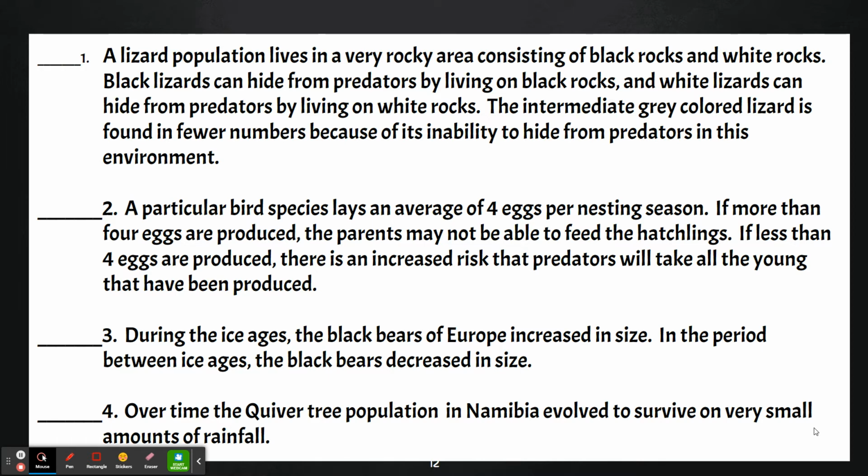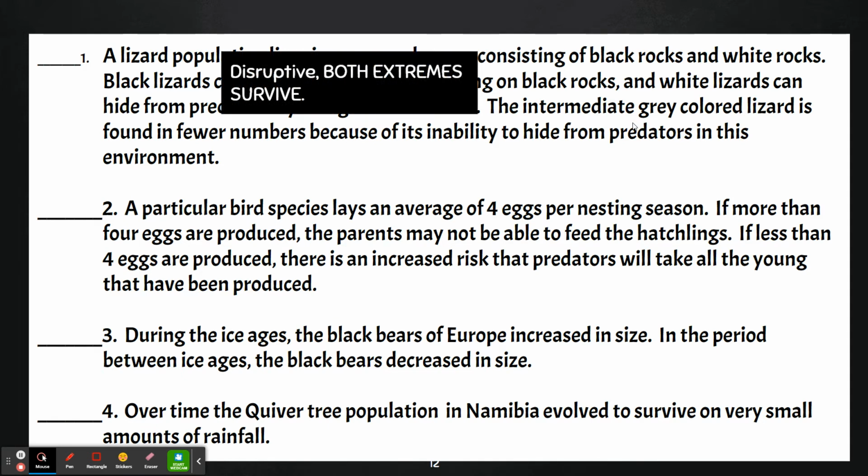In the first one, the lizard population, the black and the white lizards, which are both extremes, are able to hide on the rocks, but the intermediate, that average color, the in-between color of gray, can't hide as well and gets eaten by the predators. And so the extremes are going up, the average is going down. That is disruptive. Both extremes survive.